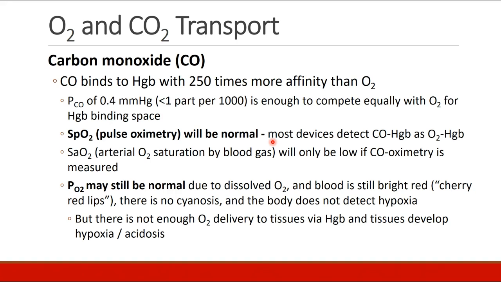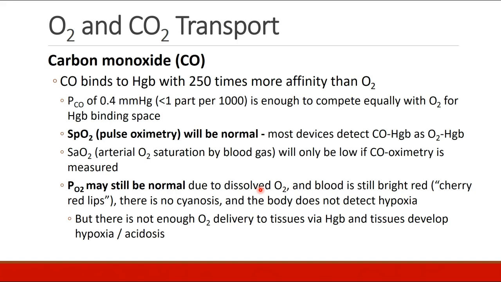If you send a blood gas, so that would be instead of an SpO2, that's an SaO2, it will only be low if you specifically measure co-oximetry, the CO, the carbon monoxide oximetry. If you order that, then you will be able to distinguish between carbon monoxide and oxygen saturation on the hemoglobin.